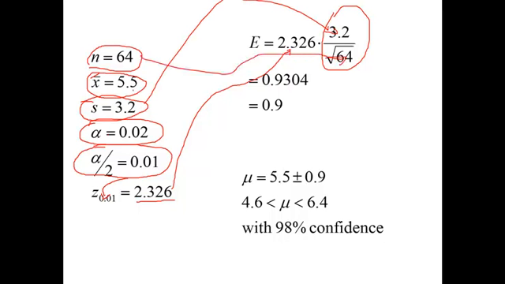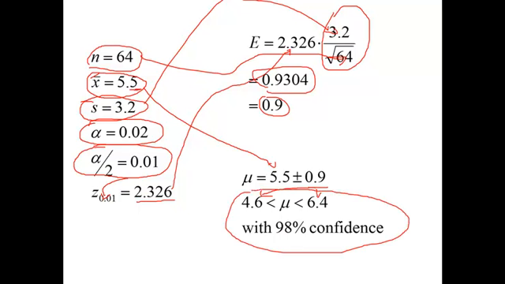We do the math. We only have 1 decimal on the x bar, so we round this to 0.9. Okay, our initial estimate, the x bar 5.5, could be too small, so you add the 0.9. Could be too big, you subtract the 0.9, and so we know mu is between 4.6 and 6.4 with 98% confidence.